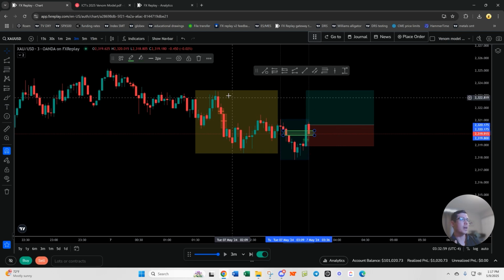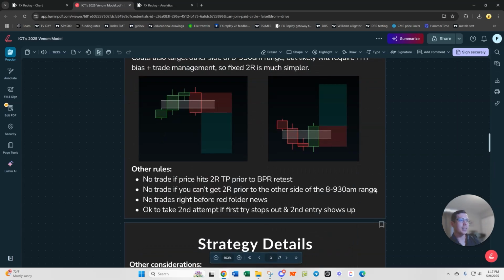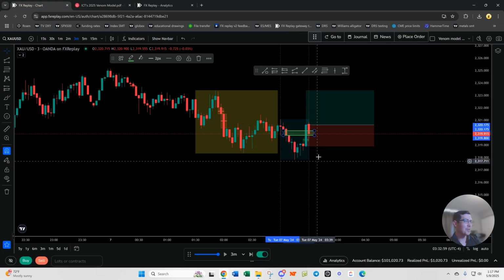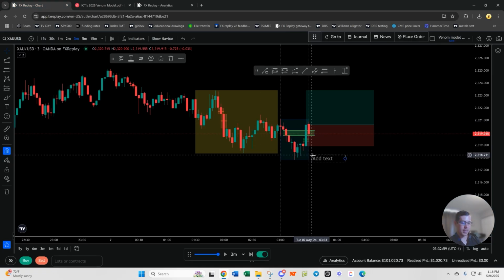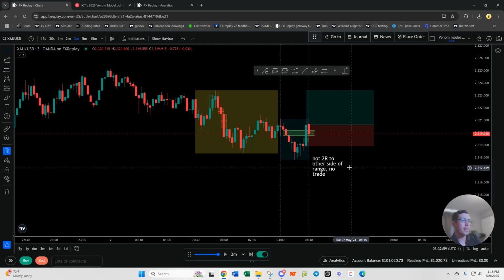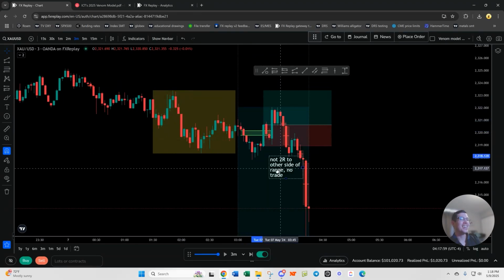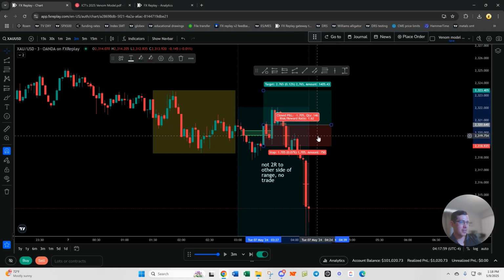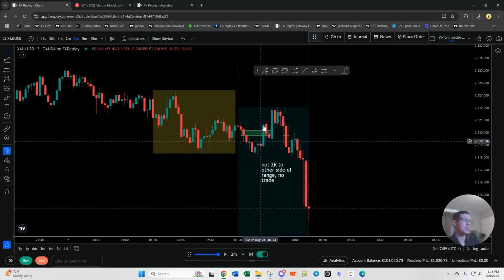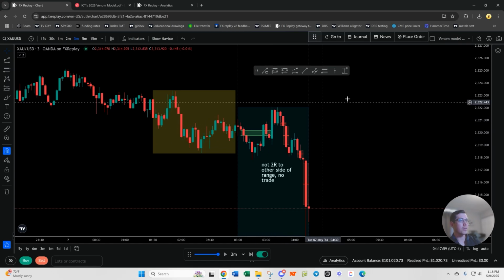But in this case, we can't get at least 2R by the time we get to the other side of the range. This is one of the other rules that I went into: if you can't get at least 2R, then we're going to pass on these trades. It might work out, but I would just make a note here saying, not 2R to other side of range, no trade. So I'm not going to record this one. We'll see how it would have played out. It would have been a loss, so it worked out this time. Sometimes it works out, but if we're putting the risk on, I want to get at least 2 to 1 for this strategy. So I would just pass on this if we can't get at least 2 to 1.